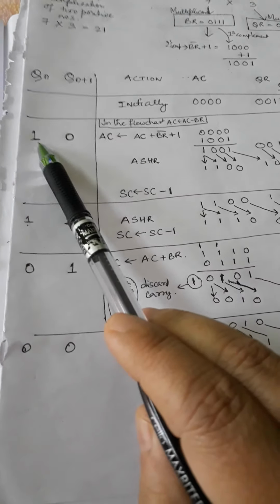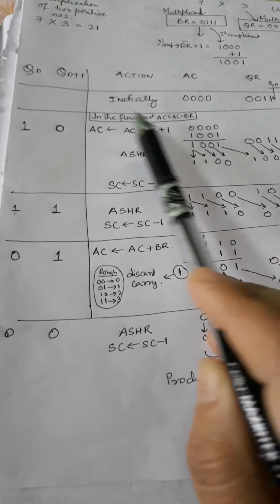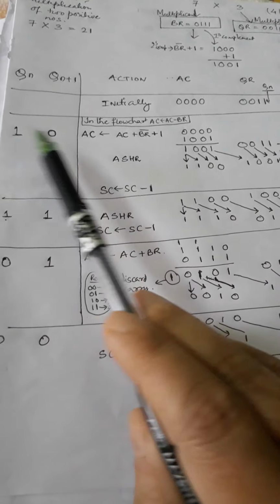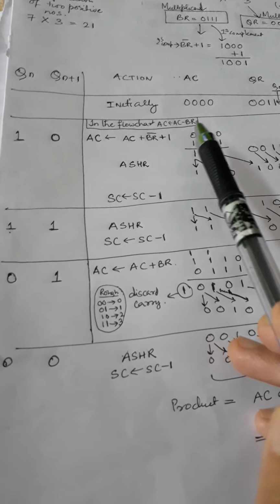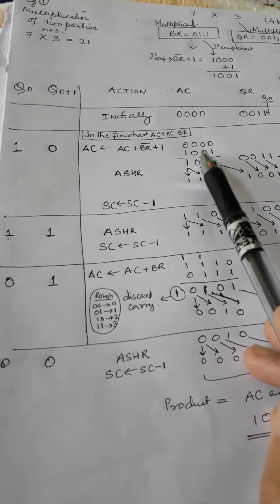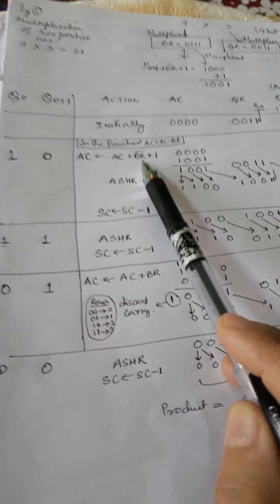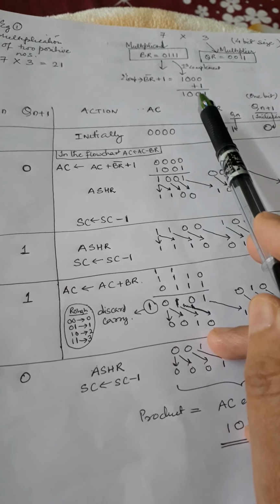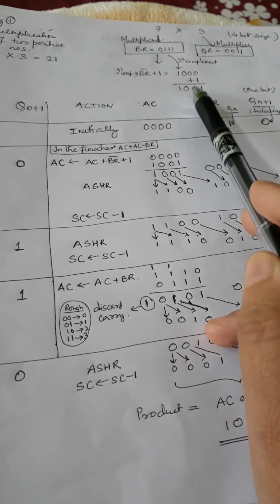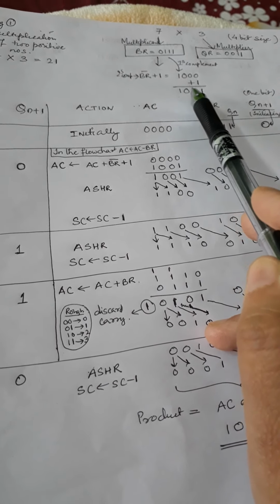So let us do that here. All right. So 1 and 0. So that is why that subtraction. See, I've written it here. Whenever this is the case, we have to do AC minus BR. So I've written the step again. So AC. What is the value of AC? All zeros. So we put that. And BR plus 1 complement, and we have added 1 also. So that is why we have done this before. Keep it ready. So this is the value 1, 0, 0, 1.